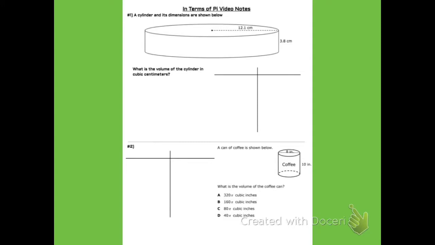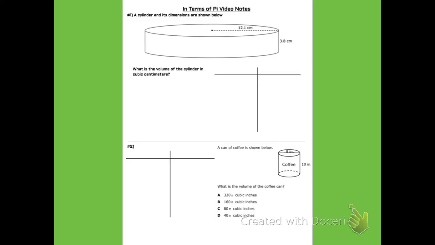Okay guys, for these video notes, they're called in terms of pi video notes. Go ahead and have this notes page in front of you. If you're using OneNote, make sure you have that open. If you're in class, make sure you're turned to this video notes page. And let's get started. If you have highlighters, grab 2 colors and you will need a pencil.